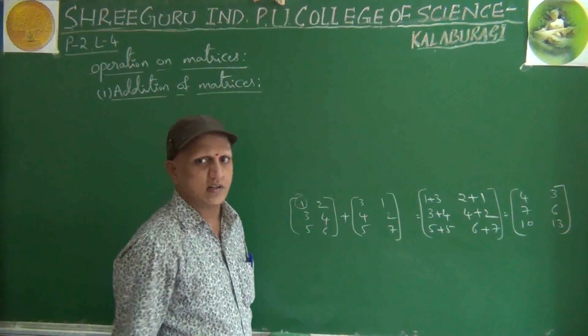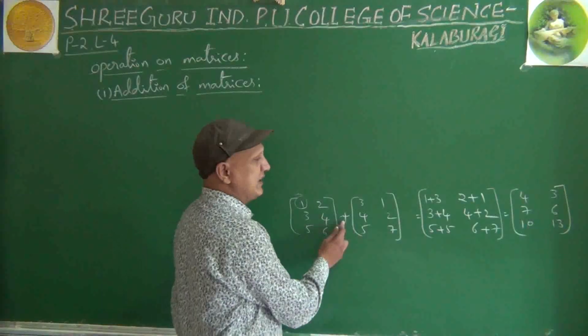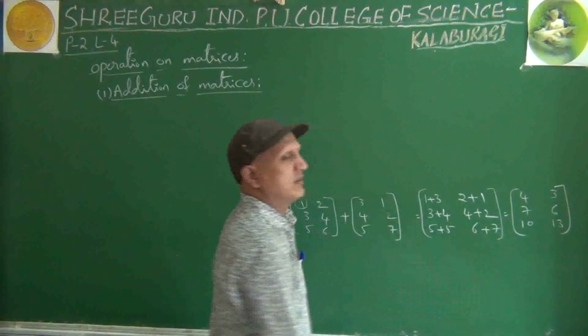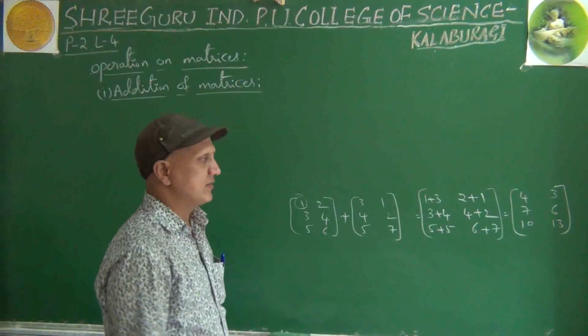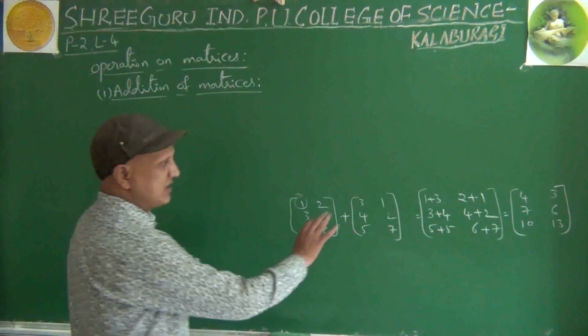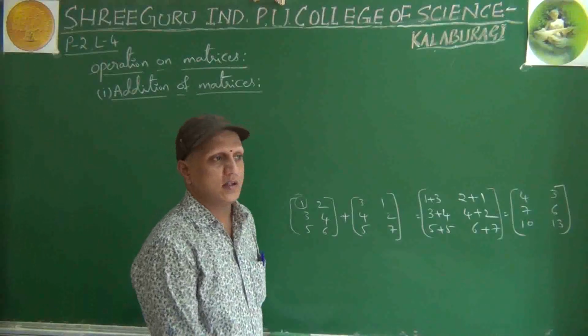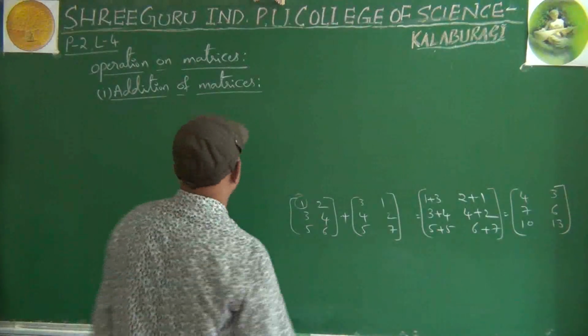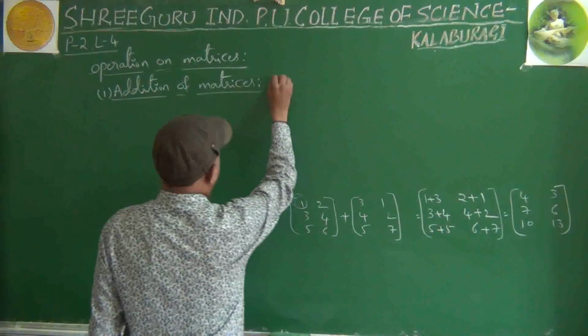Same like that subtraction also. In place of plus put minus. Here also minus. Subtract it. Addition and subtraction. Okay. Now let us see the definition. This is the example. This is the way of solving the problems. If we want to add two matrices, this is the way. Now let us see the definition.